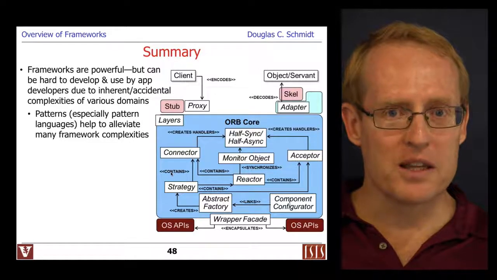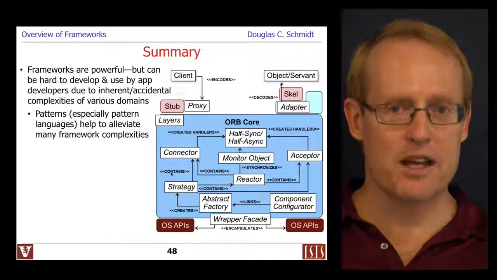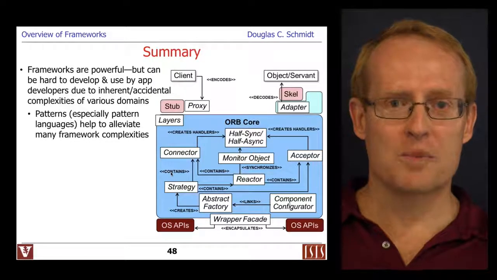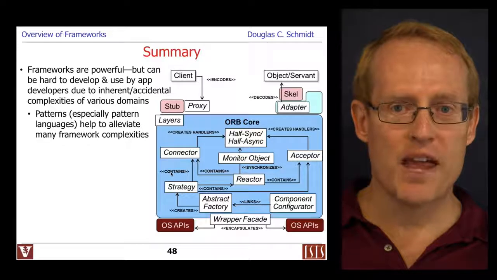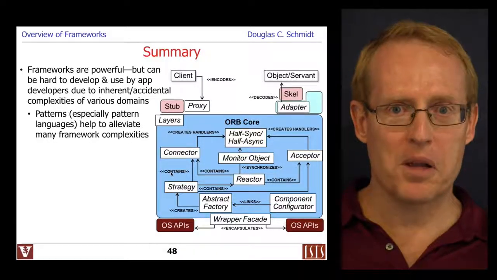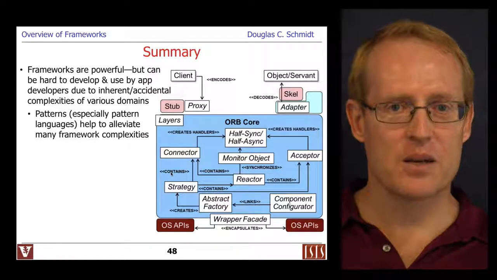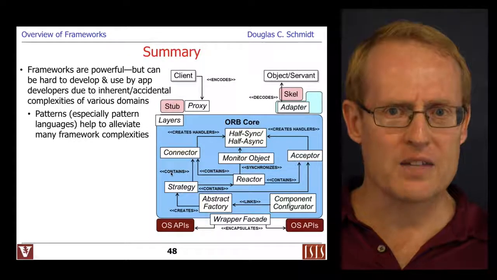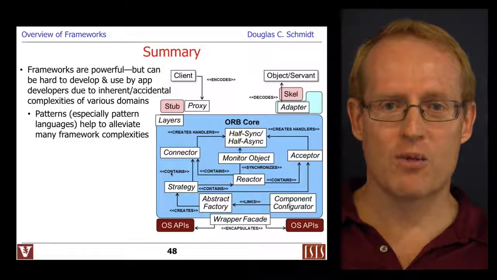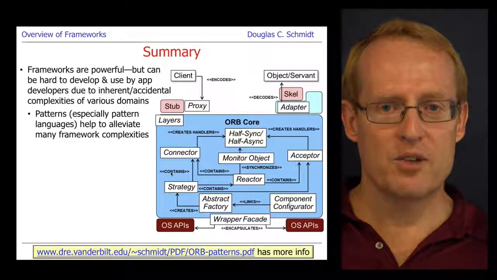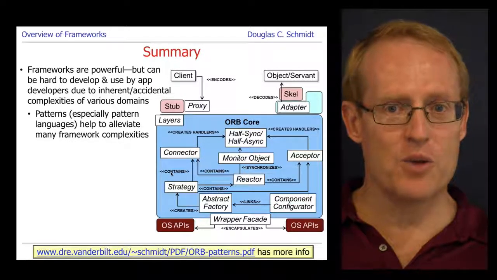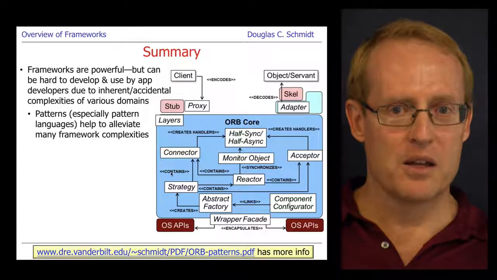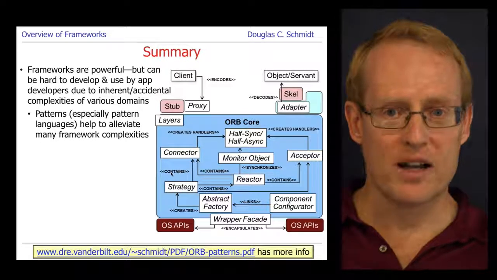One of the ways to try to alleviate this complexity is by understanding patterns, in particular pattern sequences and pattern languages, which help to guide us and justify and motivate why we build and why we apply framework pieces, components, objects, classes, and so on in the way that we do. And you'll see lots and lots of examples of this as we go further on throughout the course. If you take a look at this URL, you'll find some examples of how we used patterns to document the frameworks that we used when we built some of our communication middleware in CORBA.